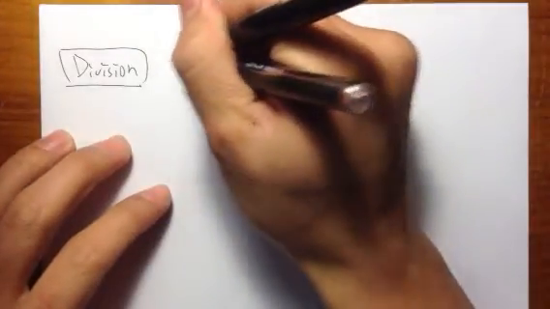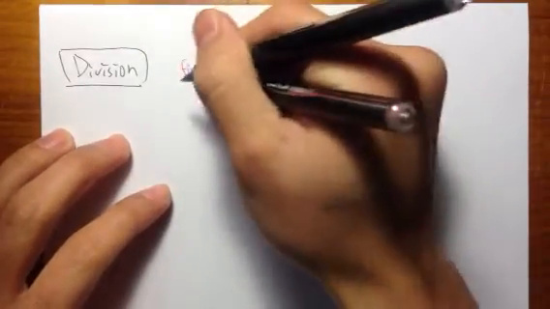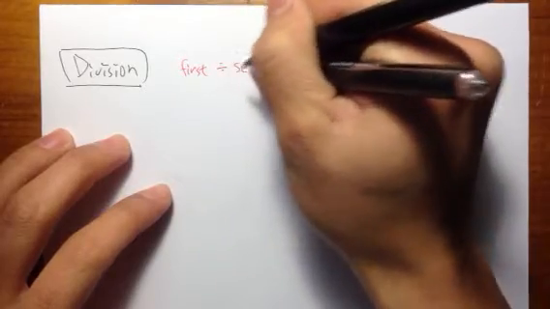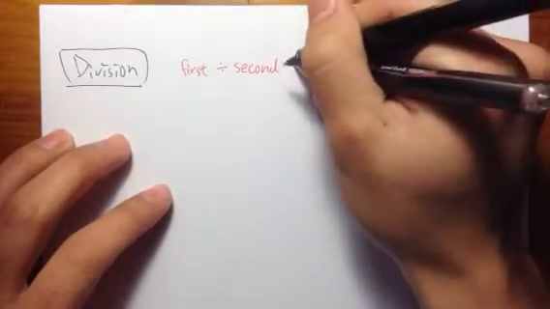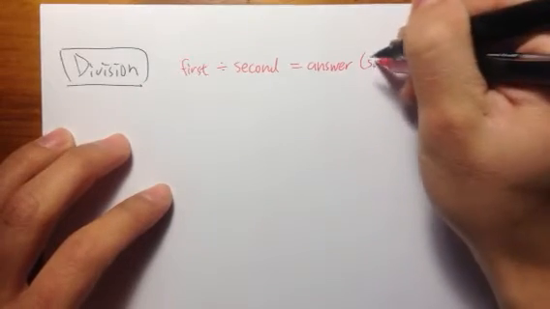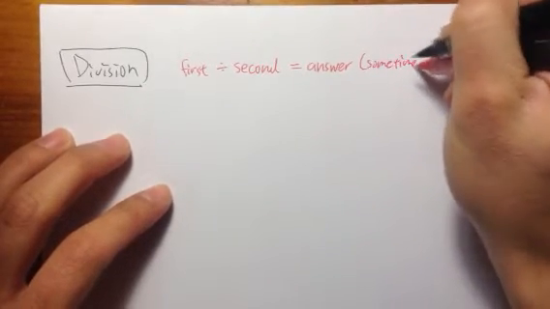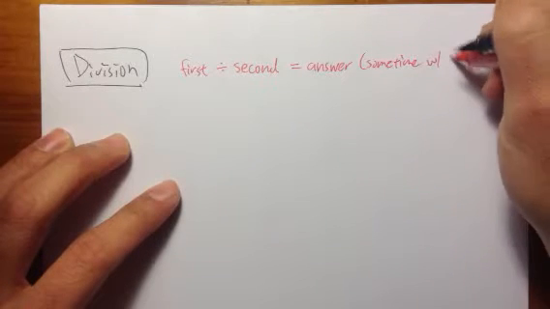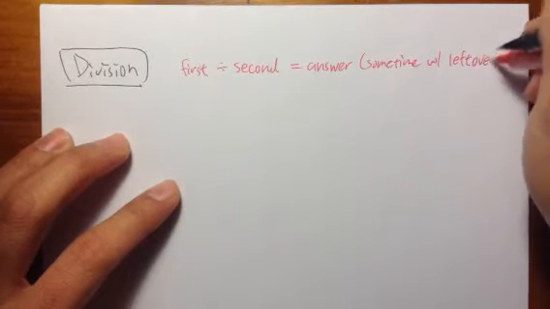First of all, when you have a division, when you have the first number divided by the second number, well, you get your answer. And sometimes you get some leftovers. So sometimes with leftovers.